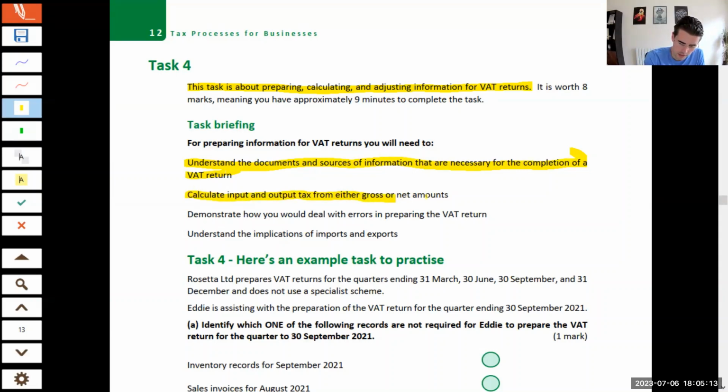Input and output tax from gross or net amounts. Truthfully, pretty straightforward. You're either going to be going from gross to net or net to gross. This has been in AAT since level 2 bookkeeping. It's just we're now looking at the tax element a little bit more specifically. We can also aim to demonstrate how we deal with errors when preparing the VAT return.